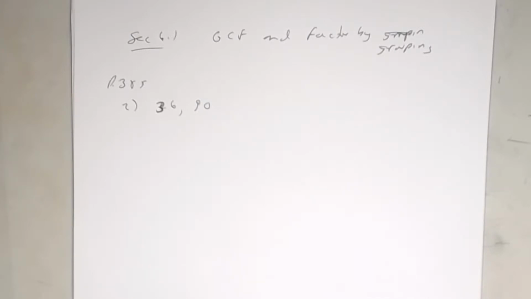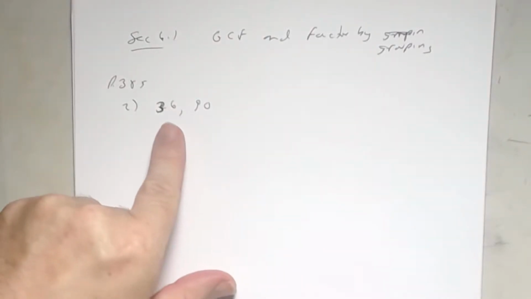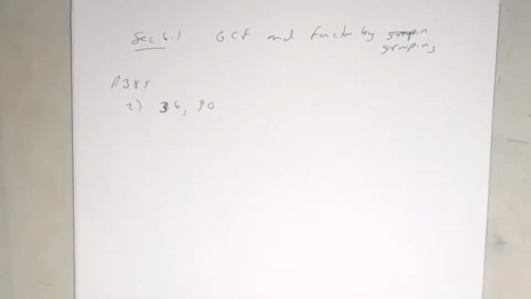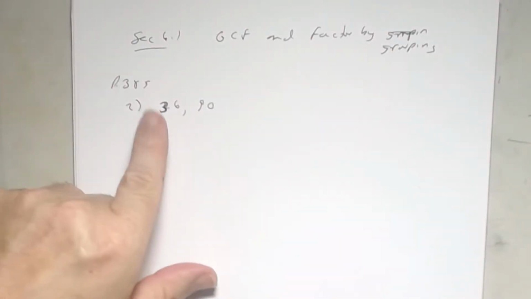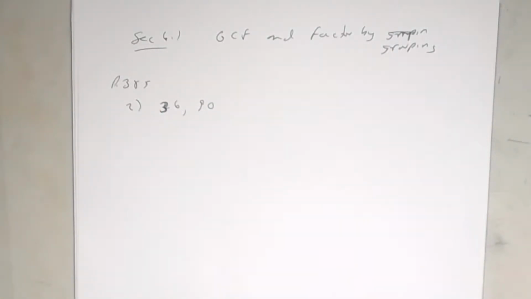Okay? So in a previous course, in Math 97, you had to find the GCF of these two numbers. So let's remember how to find the GCF. GCF means greatest common factor. So the idea is, what's the largest number that goes into 36 and 90? That's what you want to find.